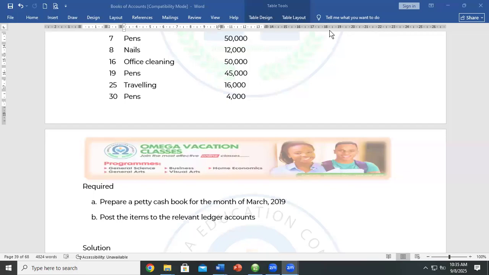Okay, professors, we got to the point where we had to reimburse. And if you are to reimburse, it means that you stop and balance the petty cash before you can move on. So look at how we do it.